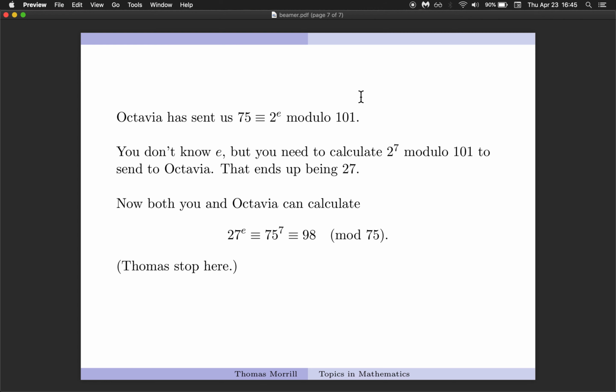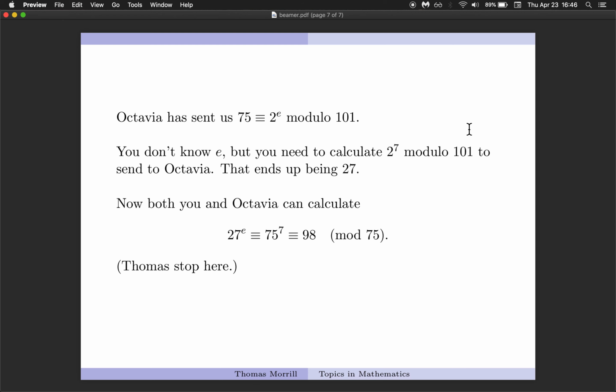You can go back to the earlier slides to review the ideas for the Diffie-Hellman key exchange, but the gist of it is that working in modular arithmetic, it is very difficult to undo this kind of exponentiation, and that's where the secrecy comes in. So we are going to mirror what Octavia has already done. We need to calculate 2 to the power 7 modulo 101.